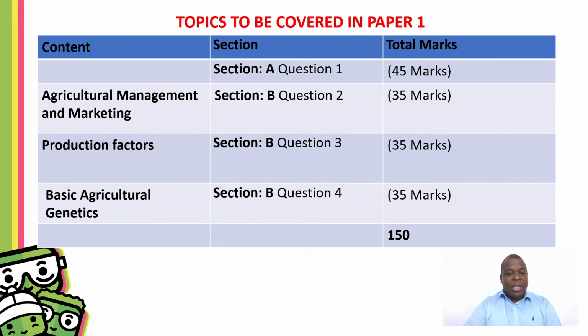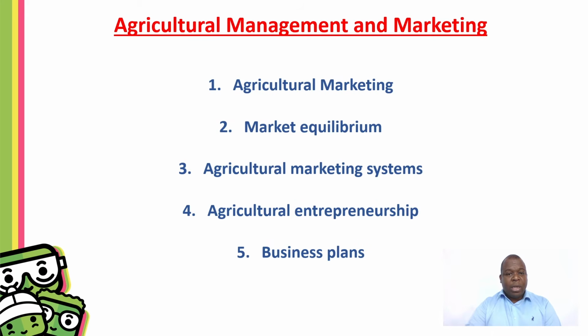So, what are the details in these sections? On the first section, which is agricultural management and marketing, the first topic that we are supposed to be well versed with is agricultural marketing. When we're talking about this, we are supposed to become more comfortable with those graphs, for example, the demand and supply graphs, the laws of demand and the laws of supply. You're supposed to know them. And then the second topic will be on market equilibrium.